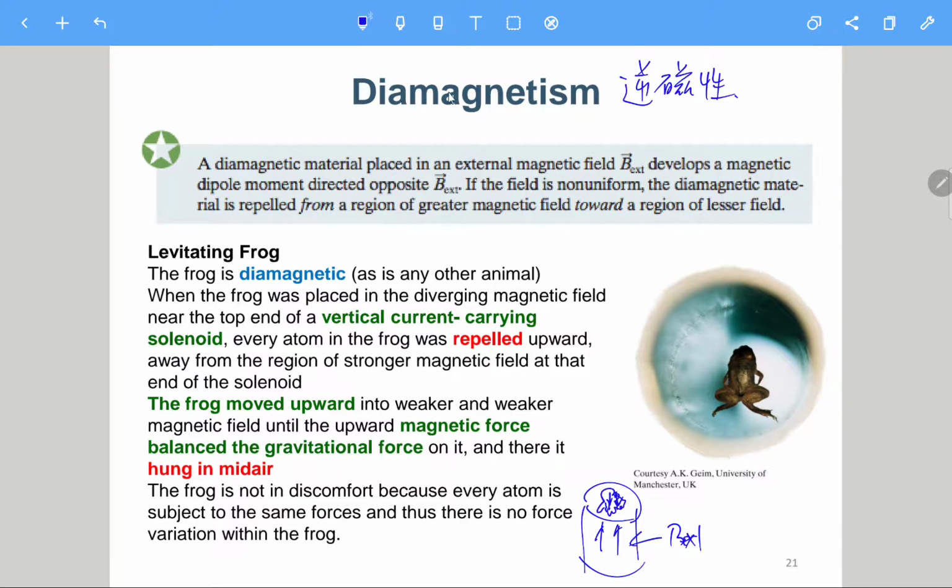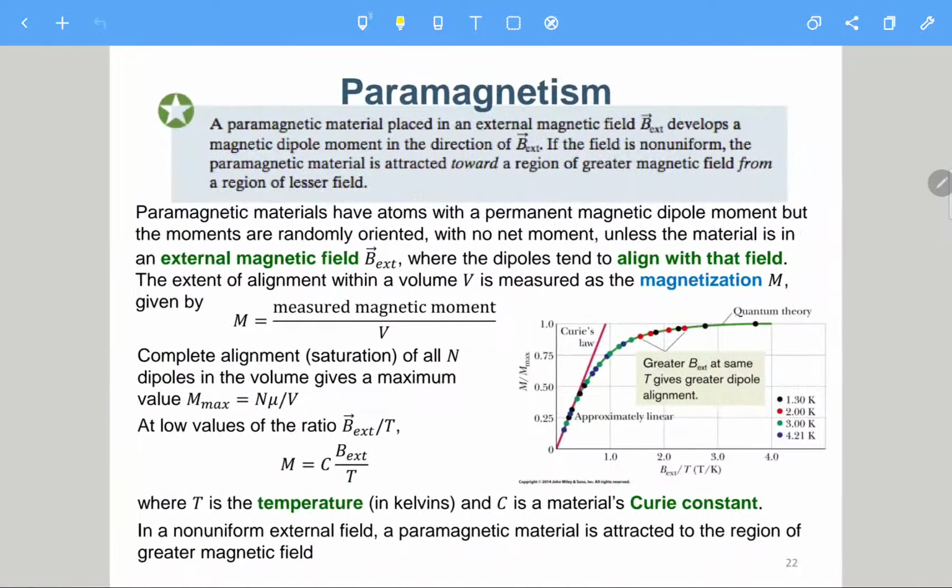So this is a funny phenomenon called diamagnetism. The point here is that if a diamagnetic material is placed in an external magnetic field, it will generate some dipole moment directly opposite to the external B. So that's why it's called diamagnetism, 逆磁性. And the next one, paramagnetism, in Chinese is called 双磁性.